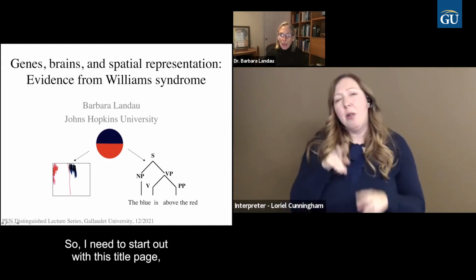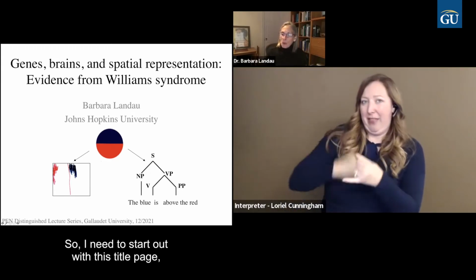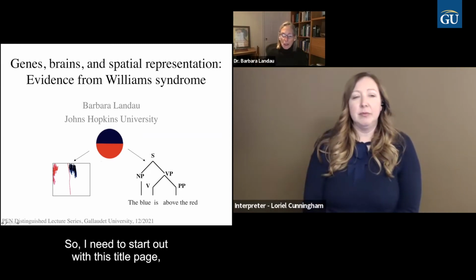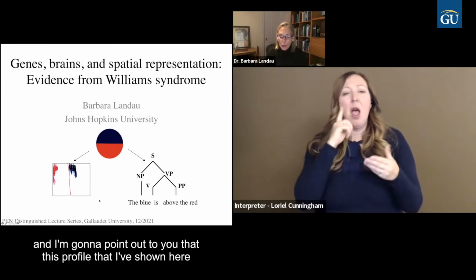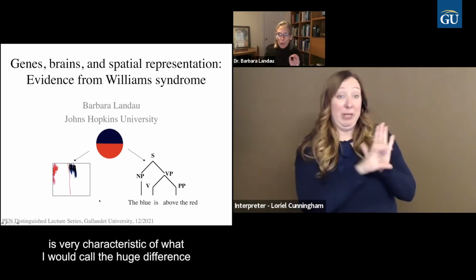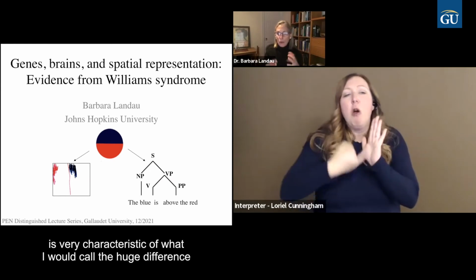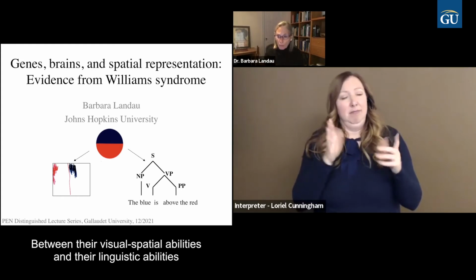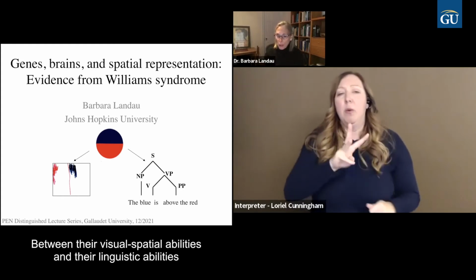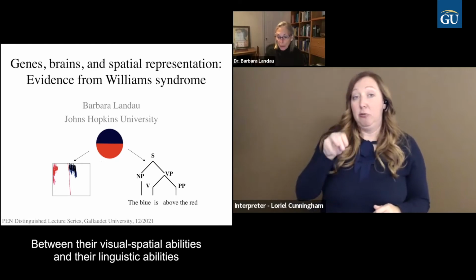So I'm going to start out with this title page, and I'm going to point out to you that this profile that I've shown here is very characteristic of what I would call the huge difference in capabilities for people with Williams syndrome between their visual spatial abilities and their linguistic abilities.